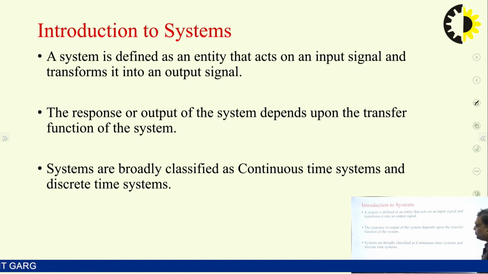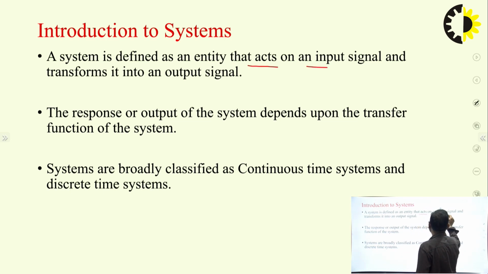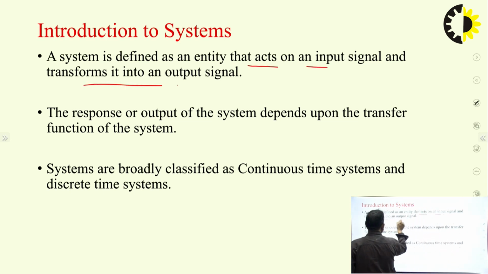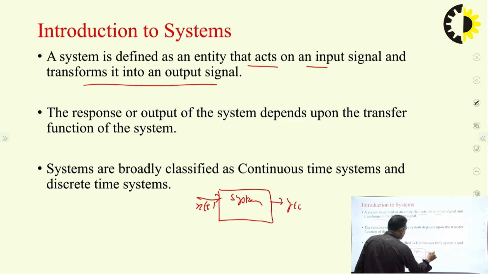Now, introduction to system. We have already seen what we mean by a signal and how we classify signals. Now we will see about the system. A system is defined as an entity that acts on an input signal and transforms it into an output signal. You can simply say the system is like this. This is your system, and we are applying an input to it, let's say x(t) is the input, so we are getting the output y(t).